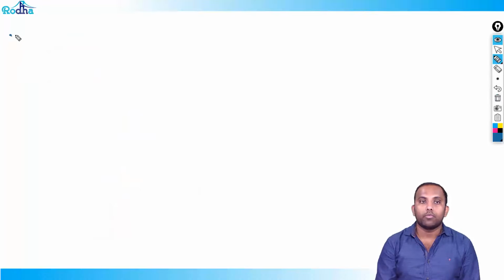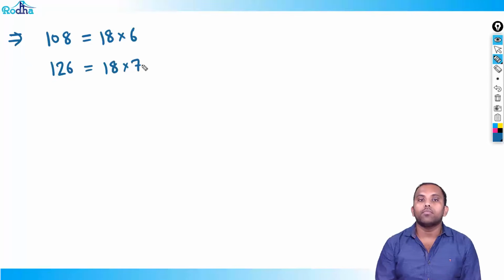For example, one more example I'll take. Let's take the example of 108 and 126. Now 108 is what? I can write it as 18 into 6. 126 is 18 into 7. I'm writing in terms of a common factor. I can also write 108 as 9 into 12, and 126 as 9 into 14. So I'm trying to write in terms of some common factor.